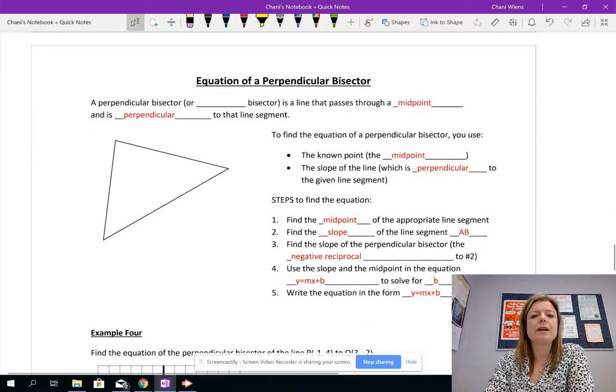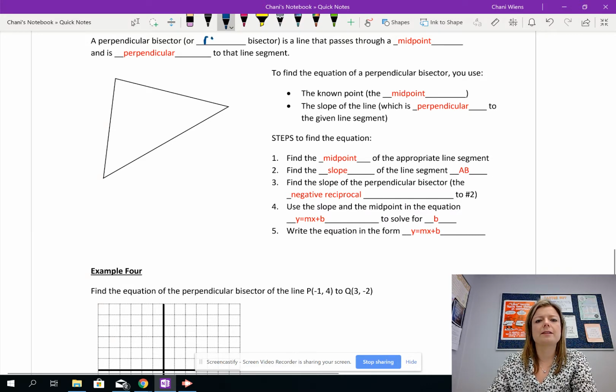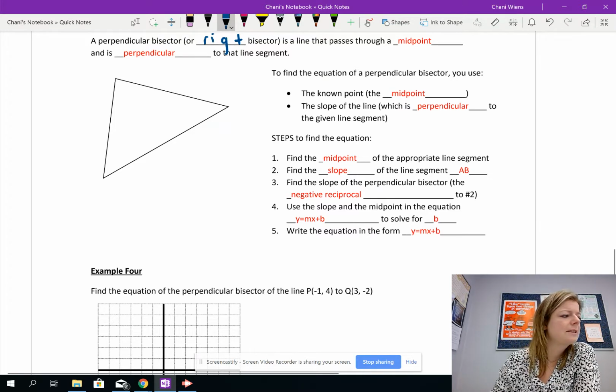Okay, so now we're going to a different type of line called a perpendicular bisector. A perpendicular bisector, or it can also be called a right bisector, is a line that passes through a midpoint, but it's perpendicular to that line segment. So it doesn't necessarily go through the vertex of the opposite side.